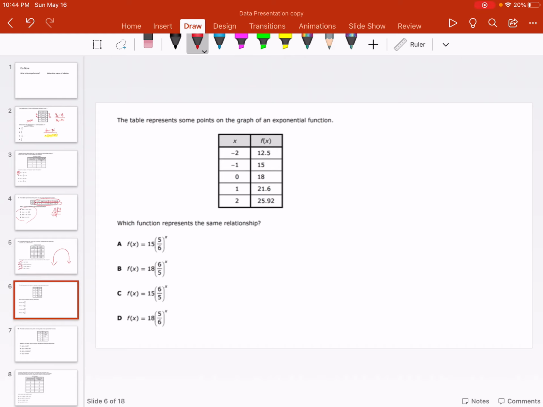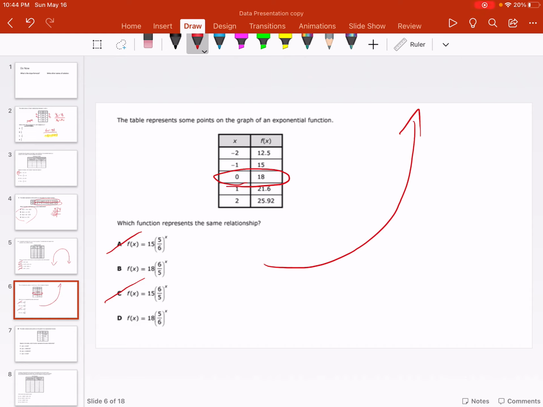Same thing for you, that's exponential. It will look like this. So make sure everything matches. What you have to know is it's 0.18, right? So the initial value is 18, so it can cancel out these two. The answer is going to be B or D.